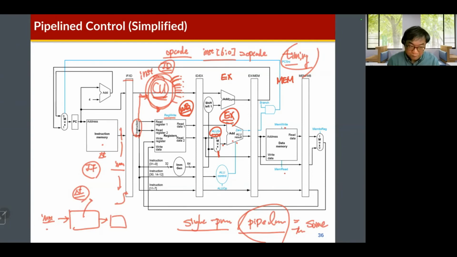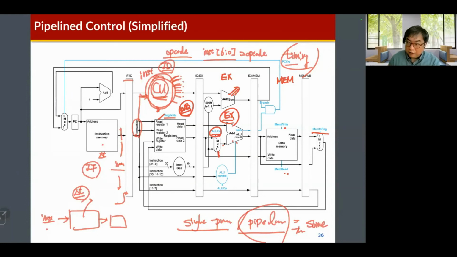Actually, the control unit is the same. The control unit of the pipeline processor is the same as the control unit of the single cycle processor. This control unit will generate the same control signals, but the timing of when the control signal is required is different. Understand? As I explained, ALUSrc is required in the EX stage. MemWrite and MemRead are required in the memory stage. And then RegWrite is required in the write back stage. Also, MemtoReg is required in the write back stage.